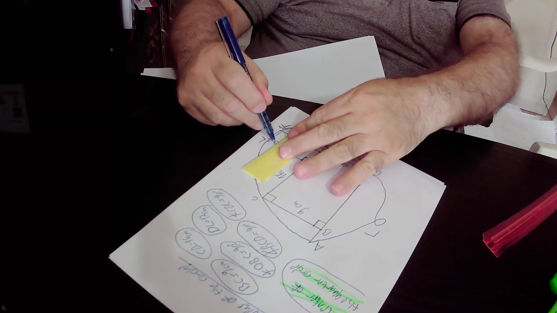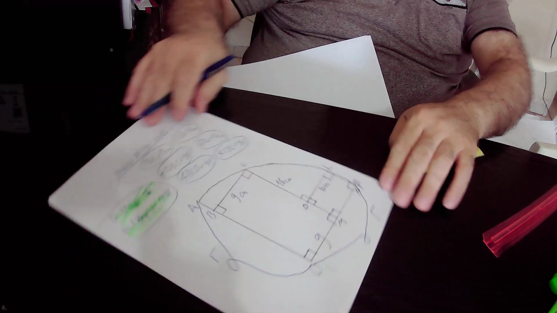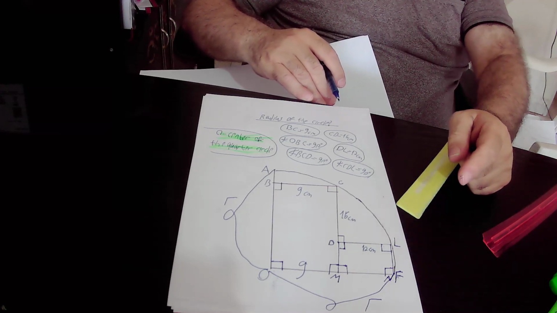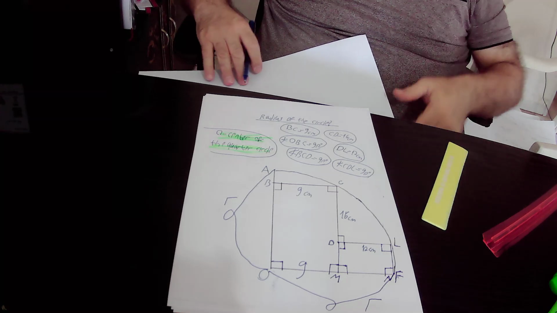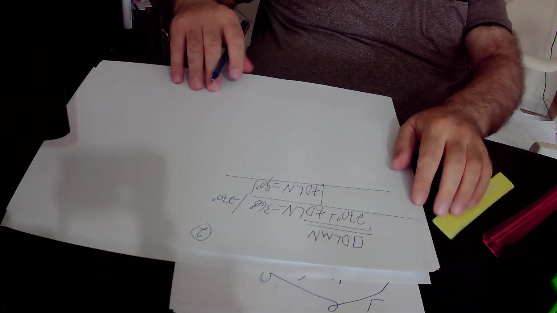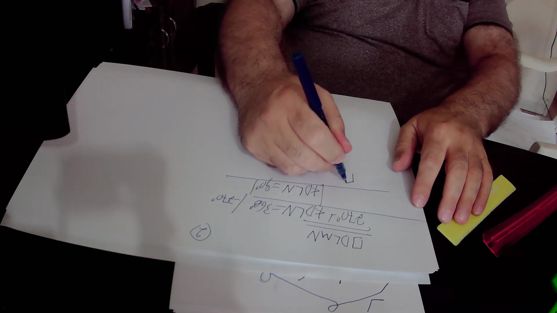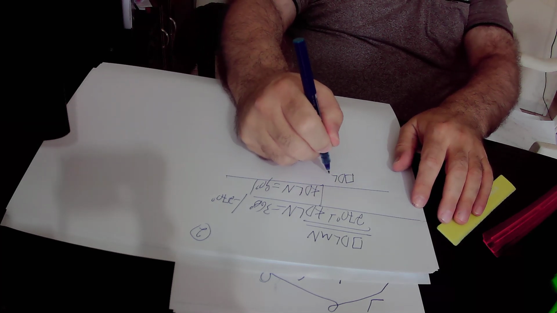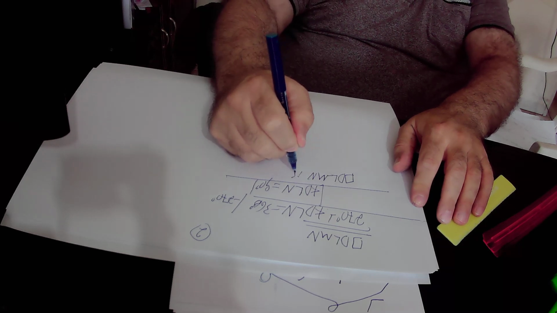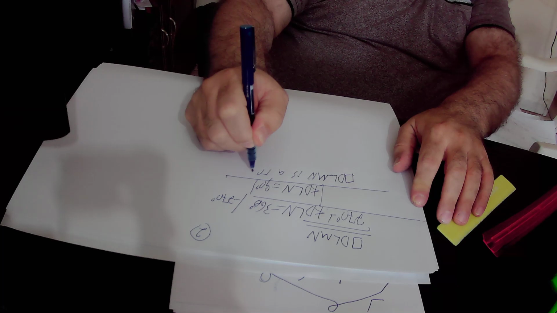So we actually found out that inside quadrilateral DLMN, we have four right angles, and any quadrilateral that has four right angles must be at least a rectangle, if not a square. So we refer to quadrilateral DLMN as a rectangle. Okay.